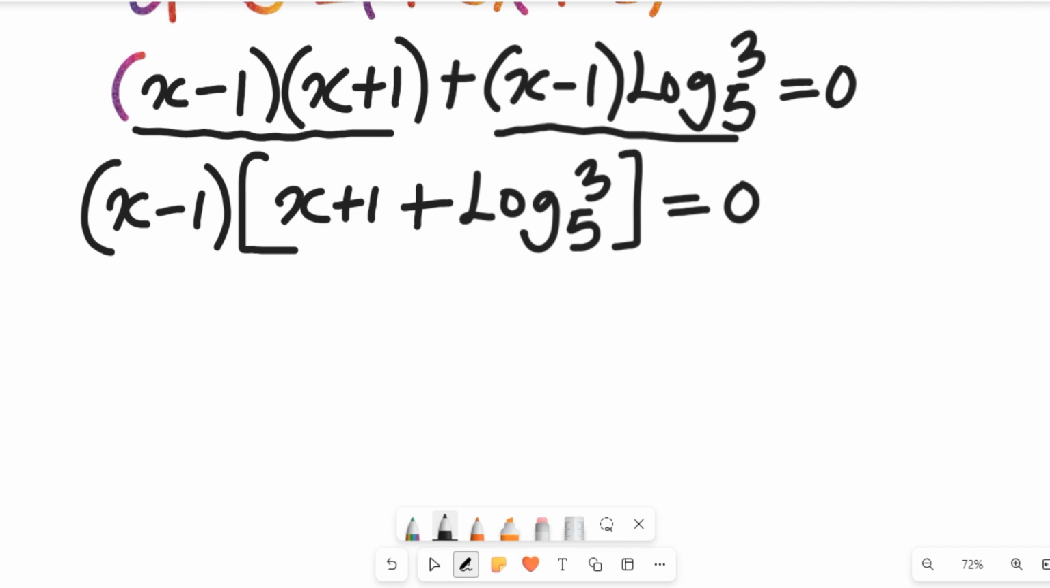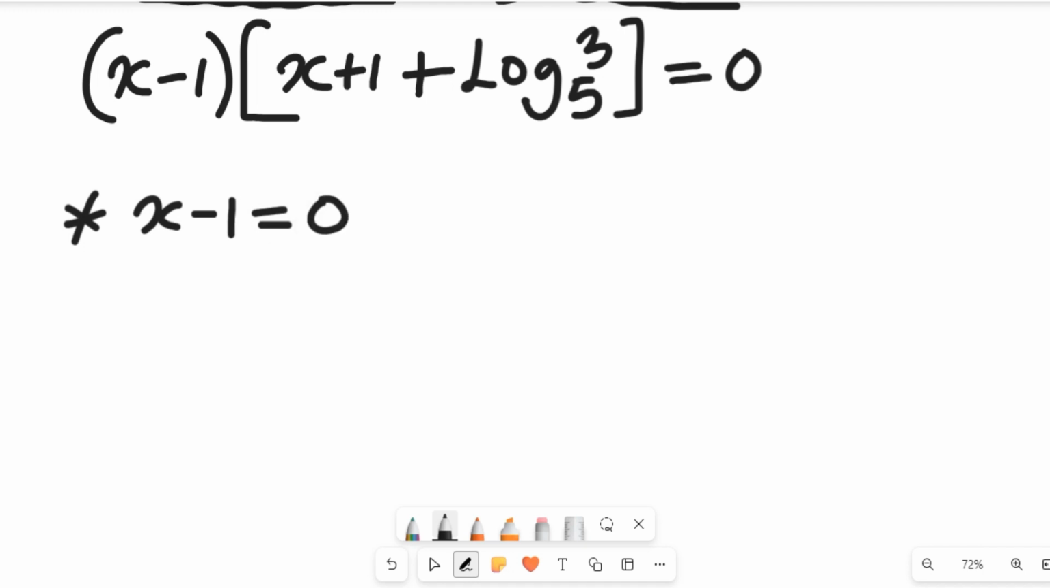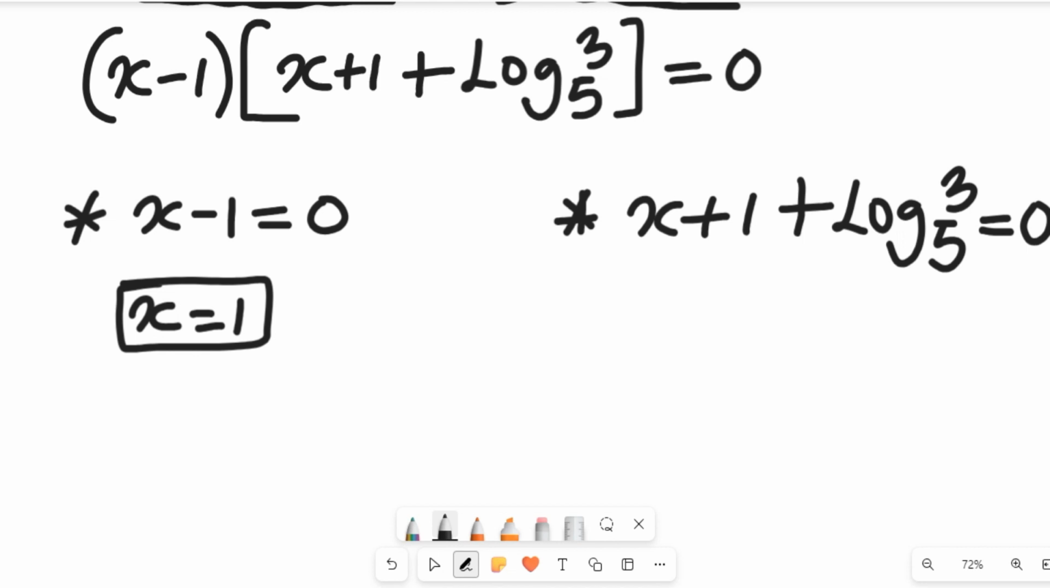So from this expression, which represents the zero product rule, you'll come to see that we'll have the first case, x minus 1 equal to 0, and our second case will be x plus 1 plus log of 3 base 5 equal to 0. Now from this part, you can see that if we add 1 to both sides, x will be equal to 1, which is the solution to that algebraic expression.